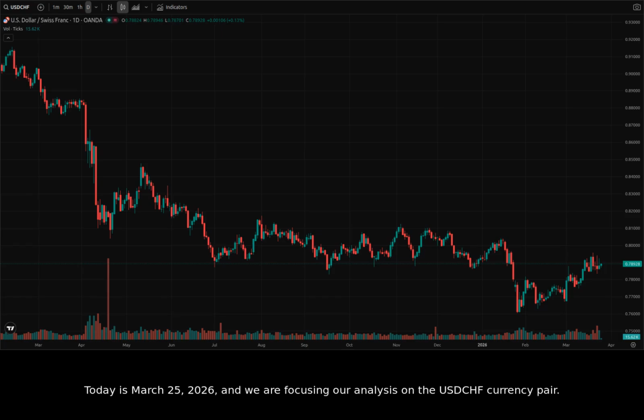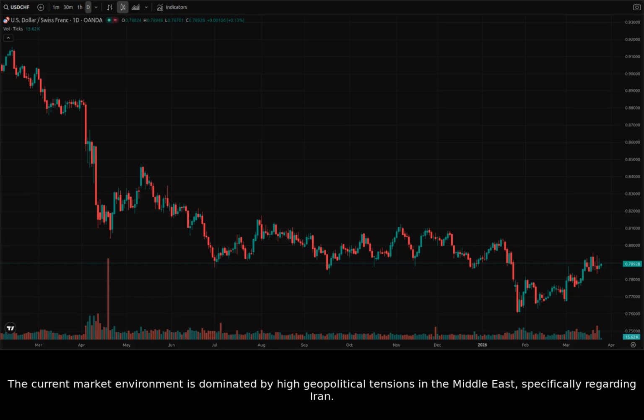Today is March 25th, 2026, and we are focusing our analysis on the USDCHF currency pair. The current market environment is dominated by high geopolitical tensions in the Middle East, specifically regarding Iran. News reports indicate a potential one-month ceasefire is being discussed, which has introduced sharp two-way volatility.